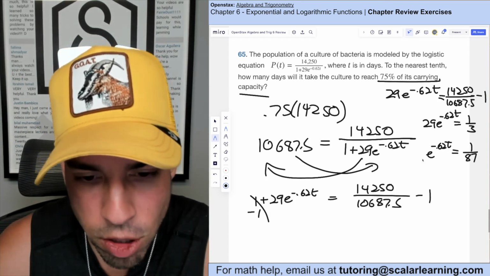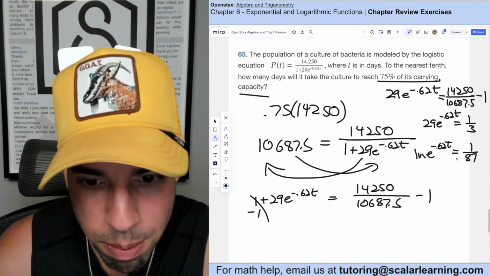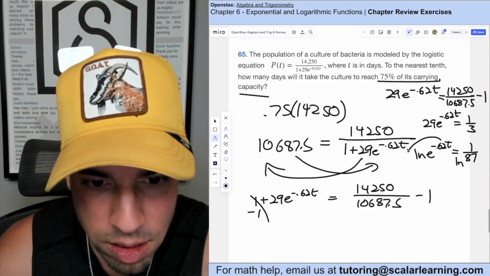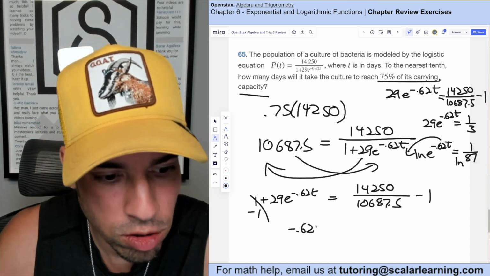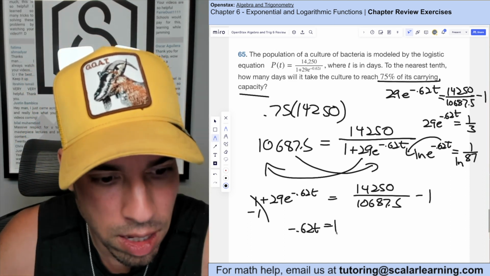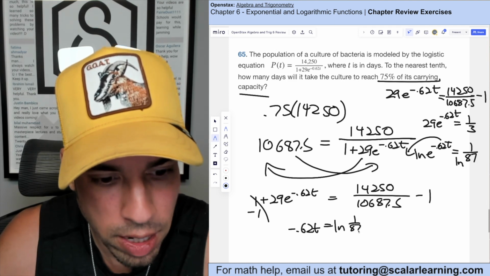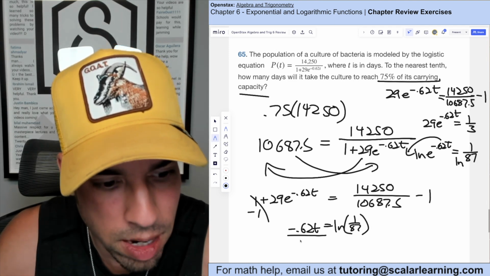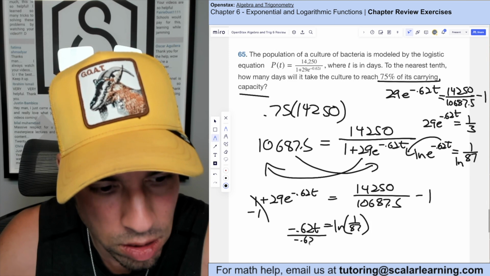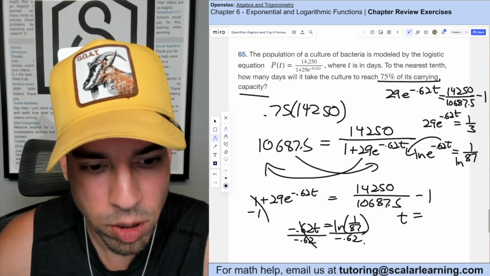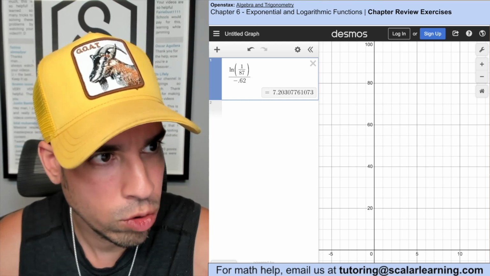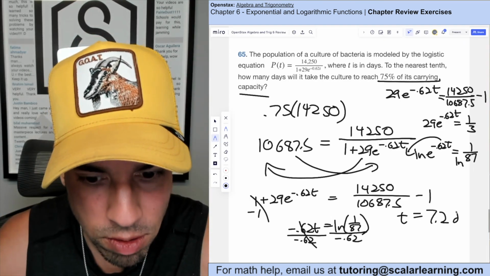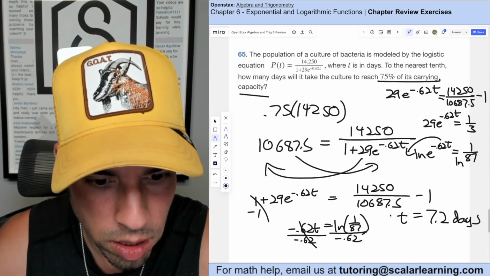Now to bring this variable down, we're going to take the natural log of both sides. That allows me to bring this down, multiply by ln of e, which is 1. So now we get -0.62t equals ln of 1 over 87. And then my last step is I'm going to divide by that coefficient of -0.62. And to get this final value of t, we're going to plug it into Desmos. And then rounded to the nearest tenth would be 7.2. So we can say approximately 7.2 days for the win.